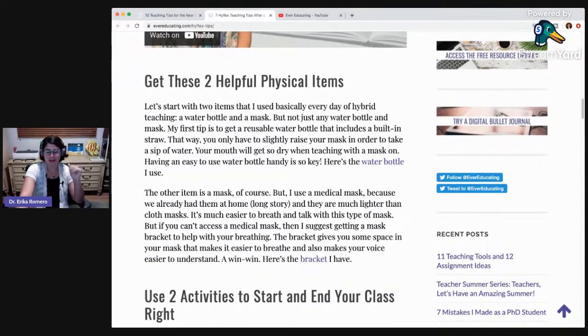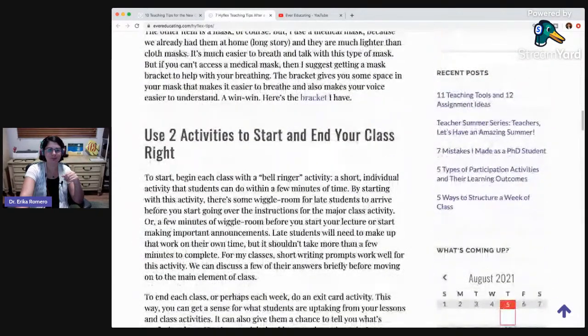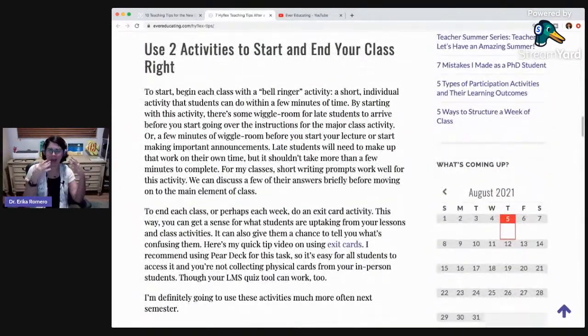So two items definitely that you need for the HyFlex situation. And then two activities that could potentially be beneficial when you start and end your classes. The first one is what is called a bell ringer activity, so a short individual task you have students do.